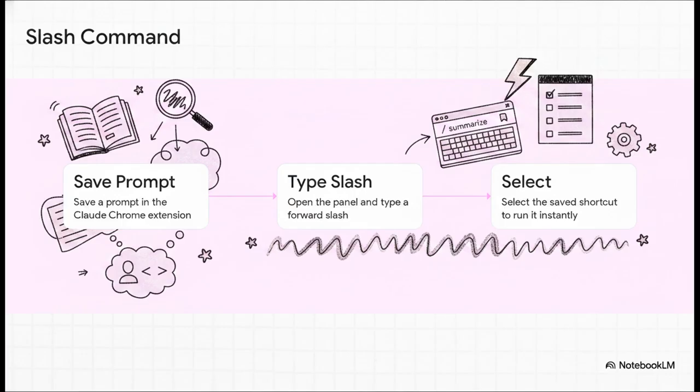Well, the fix is so incredibly simple. First, you just open the Claude panel on your Chrome extension, type that prompt out once, and hit the little bookmark icon to save it as a shortcut. Give it a nice, easy name like Summarize.